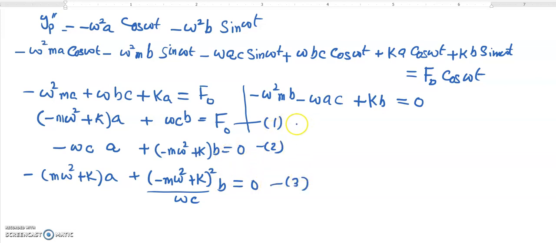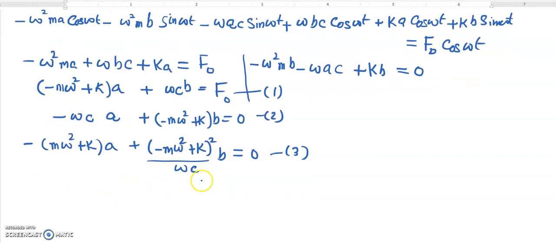So now I will add these equations 1 and 2 in this way. Then these a terms will be cancelled out. Okay, so only the b terms will remain. So what I will get is omega c plus k minus m omega square, whole squared over omega c, is equal to f naught.